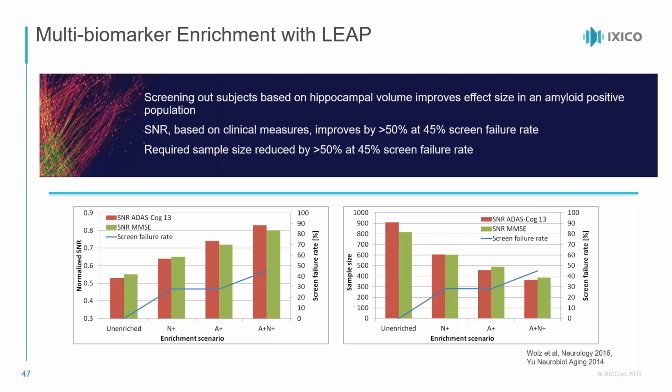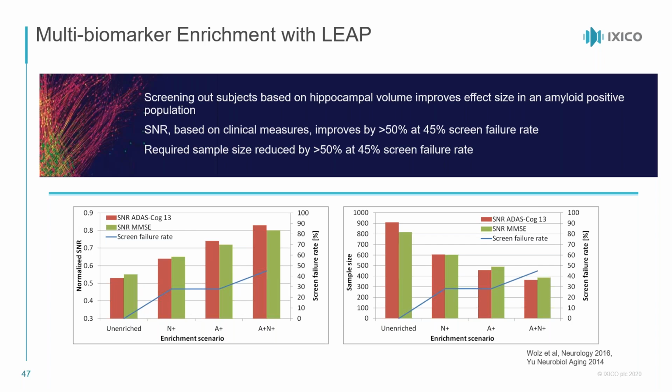The graphs on the lower half of the slide show, for an MMSE and ADAS-Cog outcome measure in a hypothetical 2-year clinical trial, the sample size needed to measure a 25% effect on the right. And on the left, we see the SNR, which is the signal to noise, which is a measure of the 2-year change in the outcome measure divided by the standard deviation, and it informs the power of the signal of our interest. And overlaid on both plots, you see a line in blue, which is the expected screen failure rate.